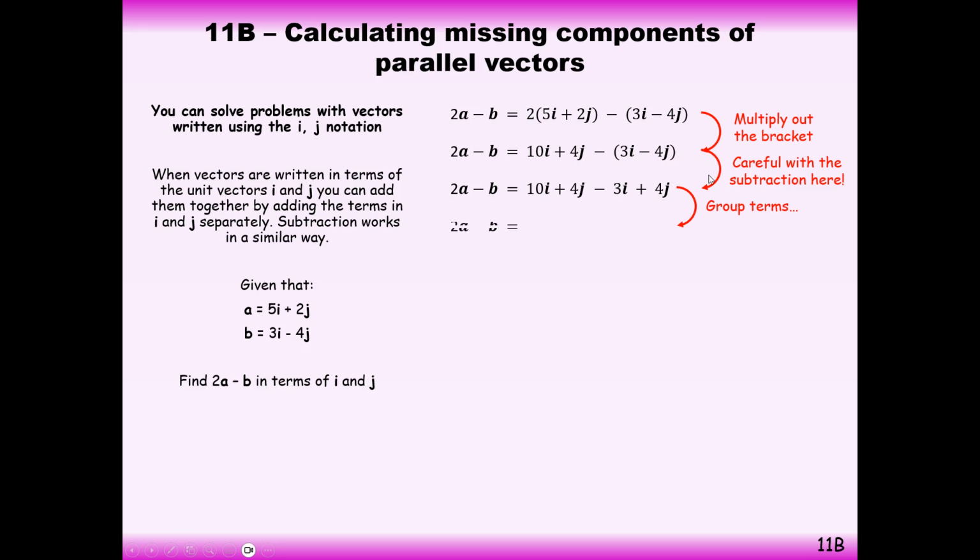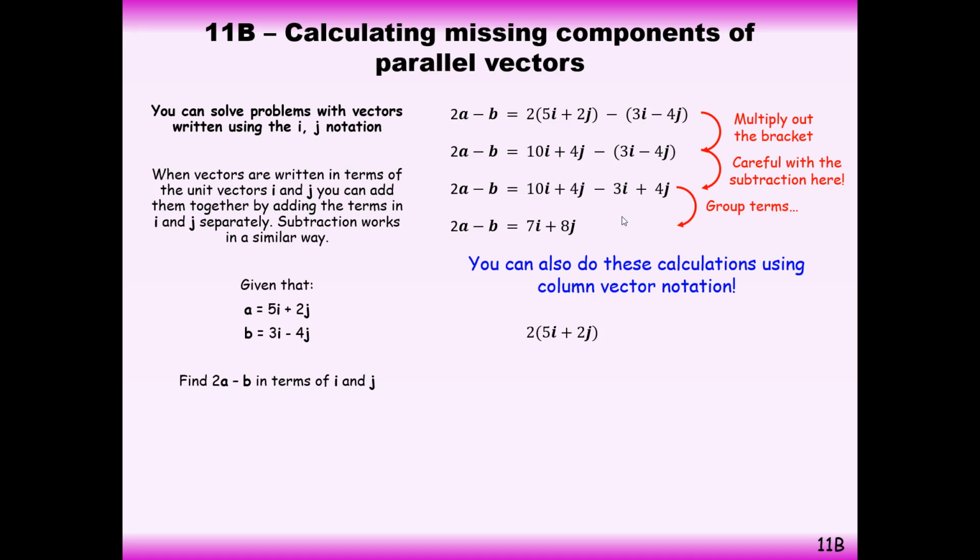I'm just explicitly multiplying out the bracket here, so you can see that minus minus 4 makes a plus 4, and that's why we get 7i plus 8j. If you try to do this too quickly, you might make an error. In the end, we can rewrite these vectors in column notation as well.